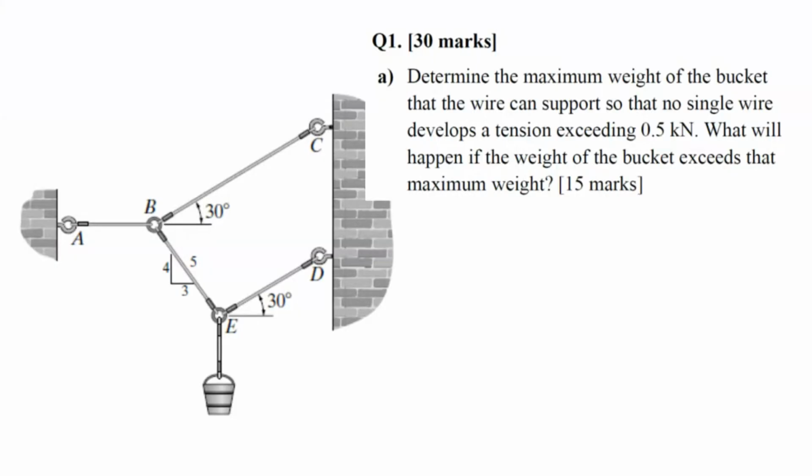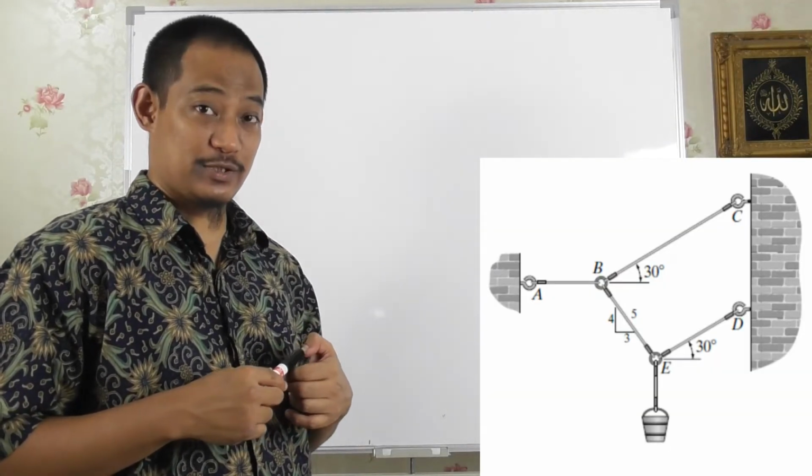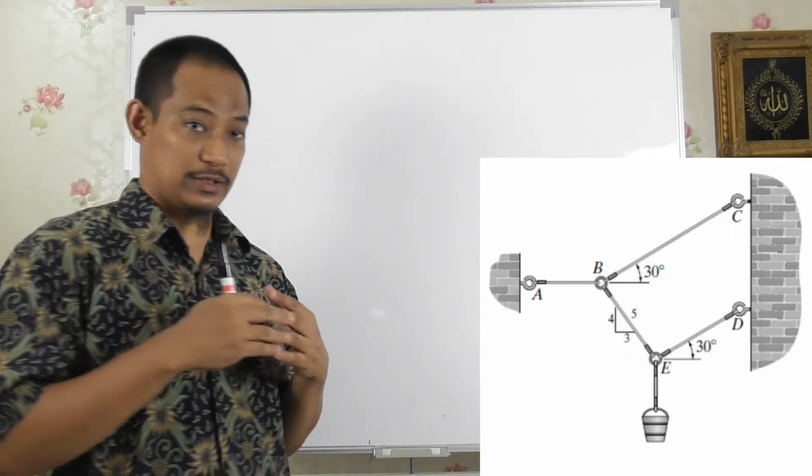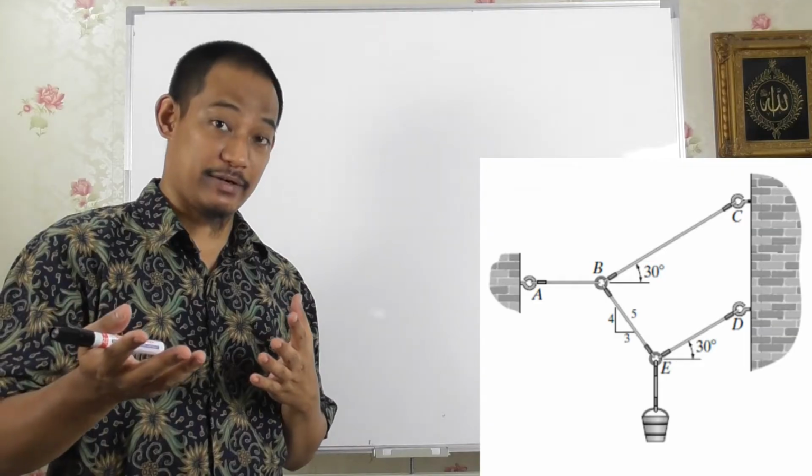Okay, this is question number 3. You have the diagram on the left. We have question part A. Determine the maximum weight of the bucket that the wire can support so that no single wire develops a tension exceeding 0.5 kN. What will happen if the weight of the bucket exceeds that maximum weight? So, do you understand the question? I will put the diagram there, but for the written question, hopefully you can refer to the PDF.